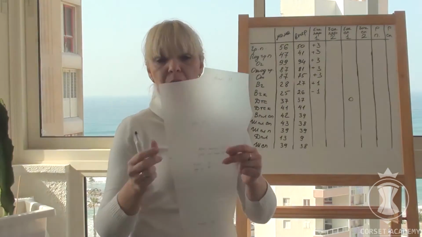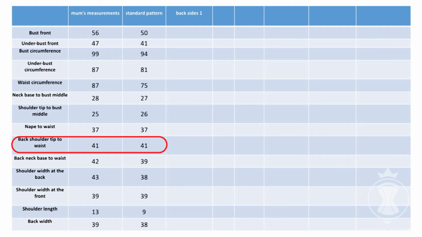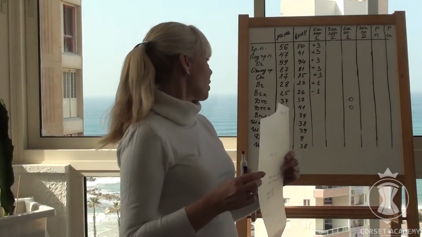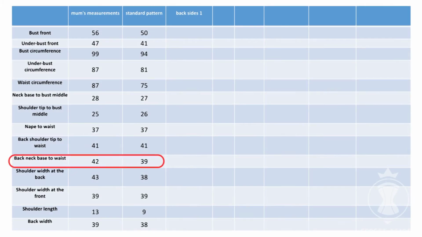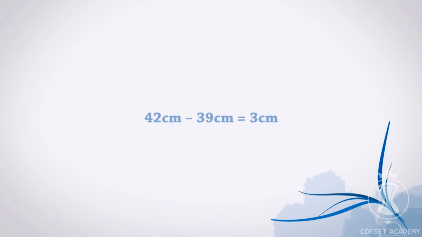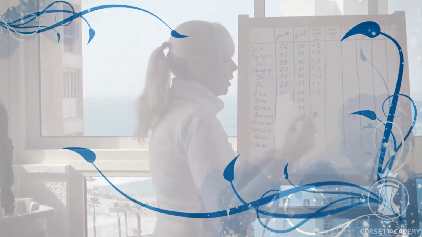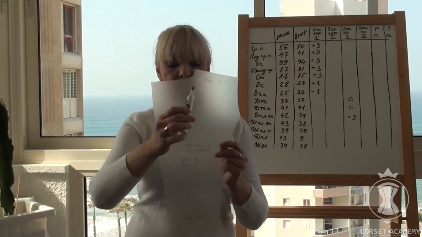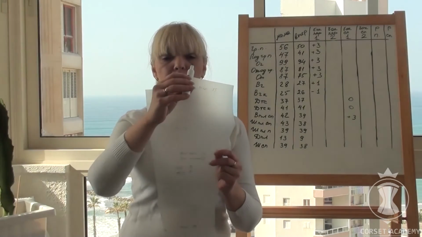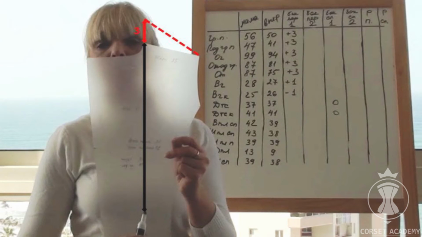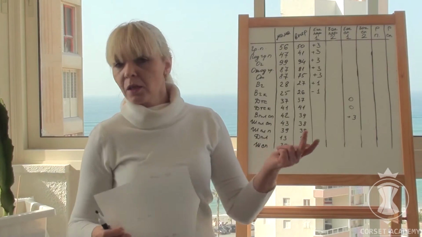Back shoulder slope, 41 centimeters on the client and 41 centimeters on the pattern. The measurements coincide. Back neck base to waist, 42 centimeters on the client and 39 centimeters on the pattern. 42 centimeters minus 39 centimeters equals 3 centimeters. 3 centimeters is quite a big difference. Once again, it shows that my client has a noticeable degree of shoulder slope, and the line of the slope will be rather steep. It fully corresponds with the peculiarities of my client's figure, though.